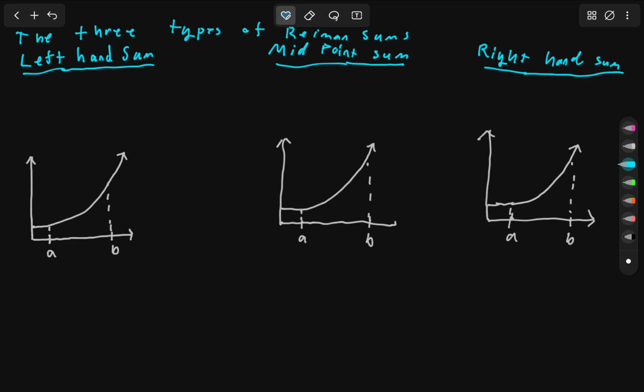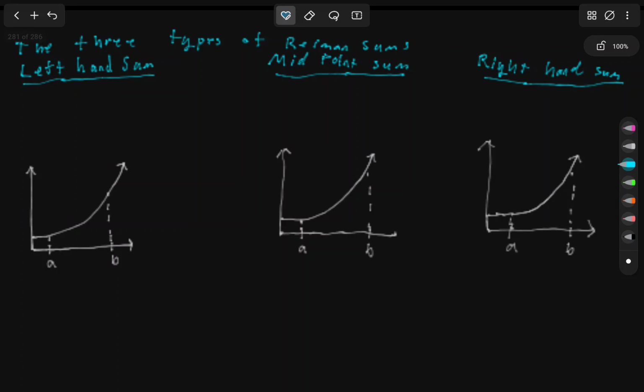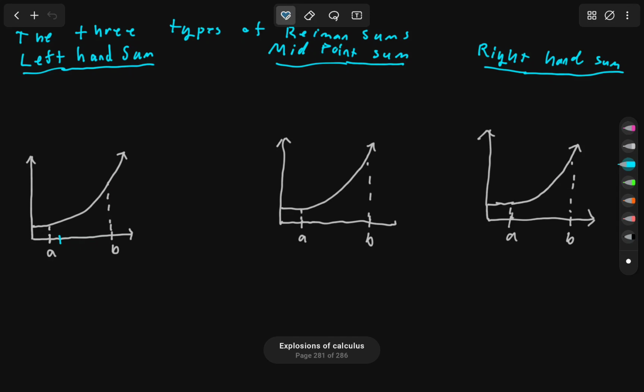Let's say I want to use a left-hand sum. What is a left-hand sum? A left-hand sum supposes that we use the left endpoints of the interval. So we're going to divide this into n intervals. We'll say that this is x1, x2, x3, and so on until we eventually reach x_{n-1} and x_n.